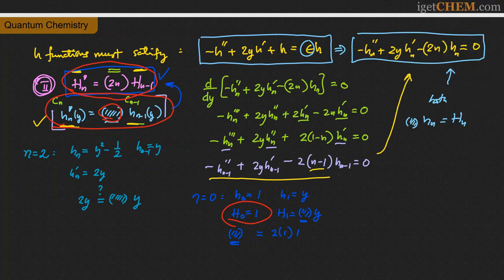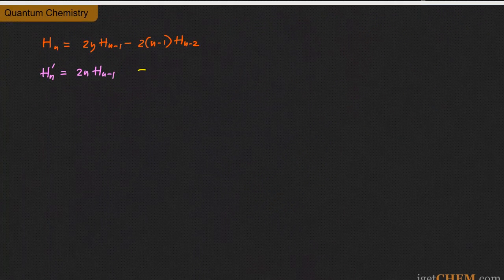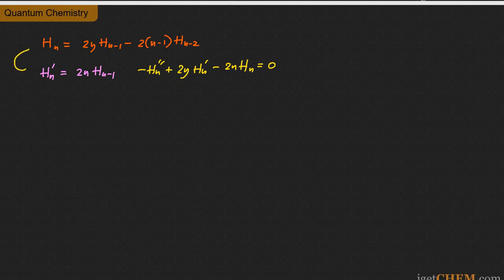So let me write that down. So minus H, and now I'll use big H, H_n double prime plus 2y H_n prime minus 2n H_n is equal to 0. So these two are correct. So what I want to do is to prove that the combination of these two will in fact prove the first one.